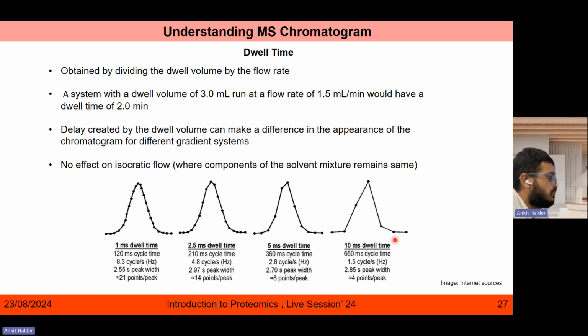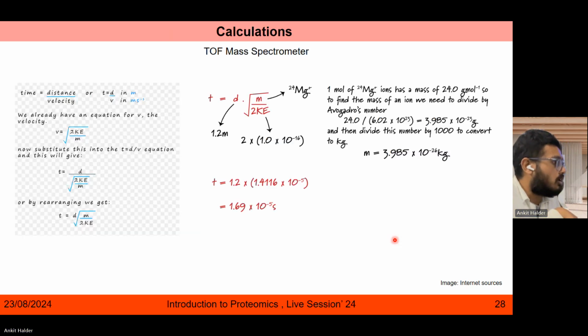So a system with a dwell volume of 3 ml run at a flow rate of 1.5 ml per minute would have a dwell time of 2 minutes. Okay. And the delay created by the dwell volume can make a difference in the appearance of the chromatogram for different gradient systems. That's why it is very important. So this delay created by your dwell volume can make a difference in the appearance of the chromatogram. There is no effect on isocratic flow, where the components of the solvent mixture remain the same.